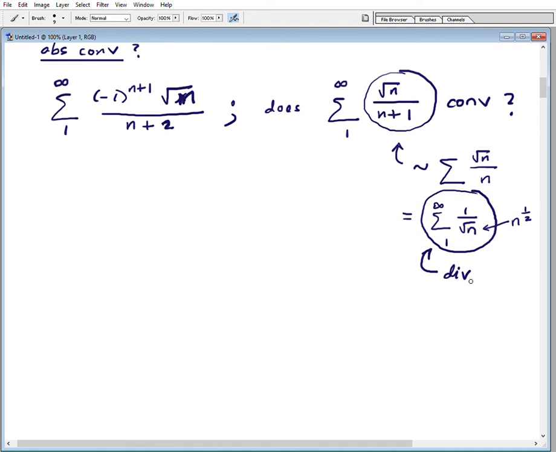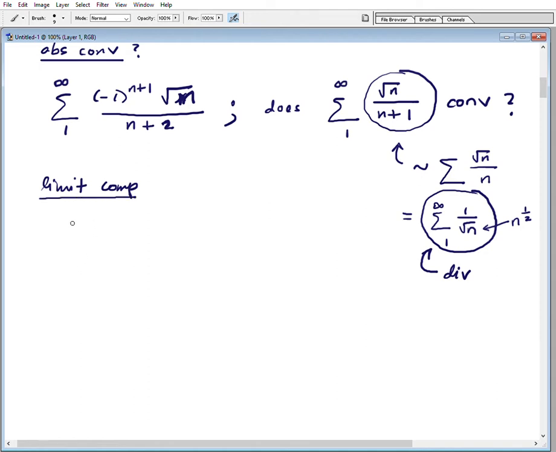All right. I'm just thinking if we can do a direct comparison test, but a direct comparison test wouldn't be appropriate here, because of the plus 1, these terms are a little bit smaller than this. If these were bigger than this, we could do direct comparison. If this were a minus 1 here, we could do the direct comparison. So we'll do a limit comparison.